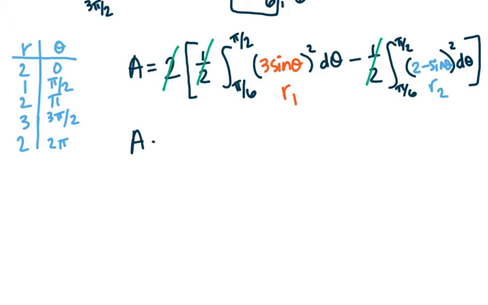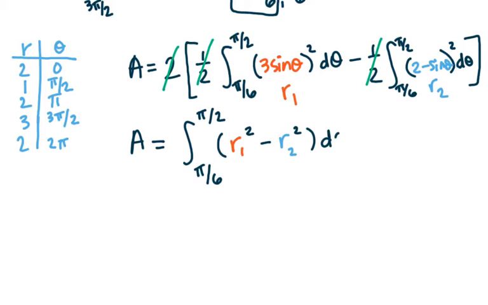And so when you're actually going to evaluate it, because they both go from pi over 6 to pi over 2, we would simply find the difference of R1 squared minus R2 squared d theta. And that would be really all you'd have to type in at that point. And it would give you an estimate of approximately 5.196. And that's that.